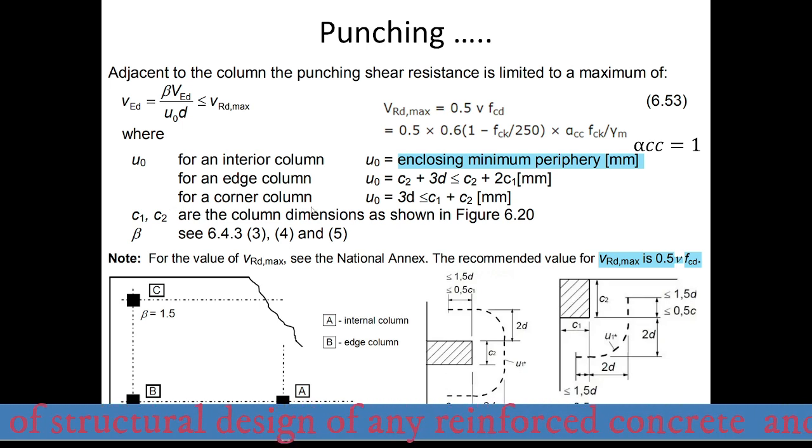And for a corner column, we can use u1, which is equal to 3d, but this value must be less than C1 plus C2. So C1 and C2 are the column dimensions as shown in the figure below. This is the larger dimension of the column, and this is the least dimension. So we need to take into consideration the arrangement of this pattern in order to calculate the enclosing perimeter of the column. And beta is the load increment factor, which depends on the location of the column.